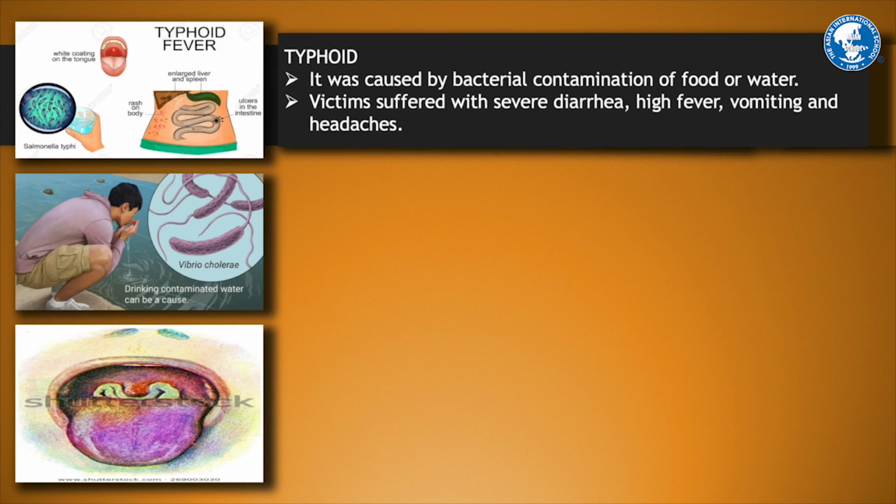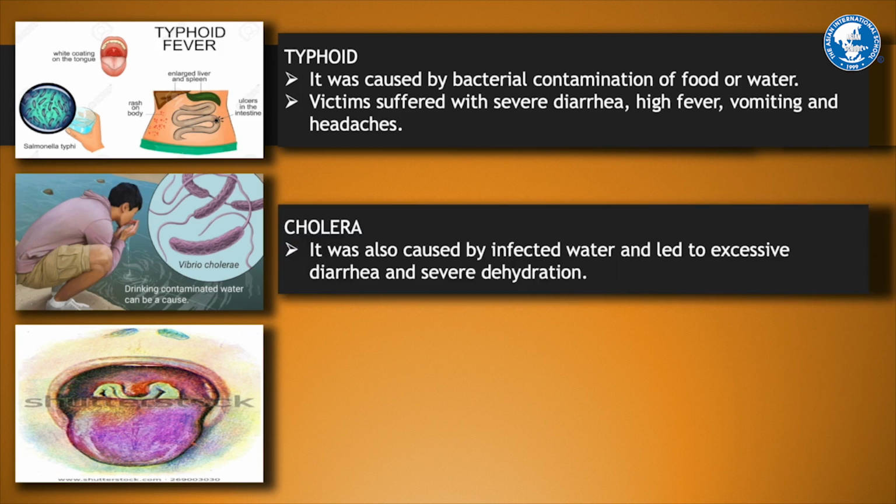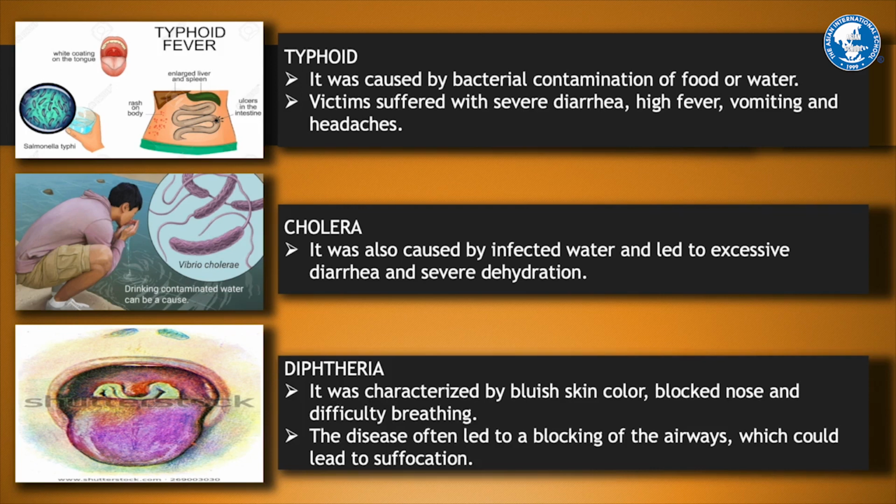Victims suffered with severe diarrhea, high fever, vomiting, and headaches. Another one, cholera. It was also caused by infected water and led to excessive diarrhea and severe dehydration. Okay, so that's cholera. Next, another disease was diphtheria. This was characterized by bluish skin color, blocked nose, and difficulty breathing. The disease often led to blocking of the airways, which could lead to suffocation.